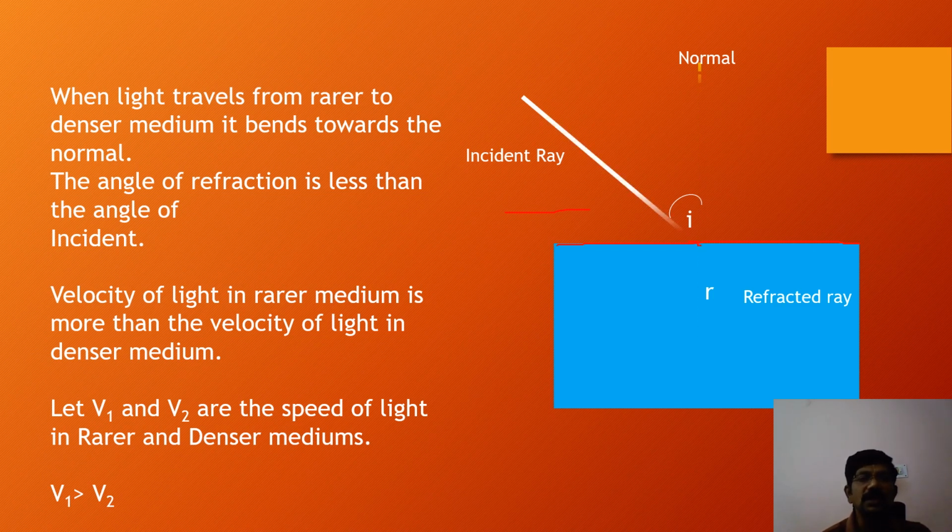Now, the velocity of light in the rarer medium is more than the velocity of light in the denser medium. Remember that here I am using rarer medium and denser medium, optically rarer and optically denser. What does it mean? We will discuss one by one in detail.